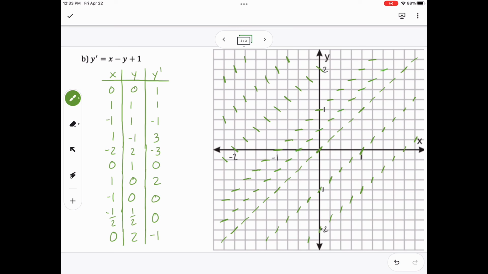You just kind of fill them in. So you don't have to make a table for every point that you have there, but you do want to fill in as much as you can with the knowledge that you have. And once you start seeing patterns, you'll be able to see what it's doing.